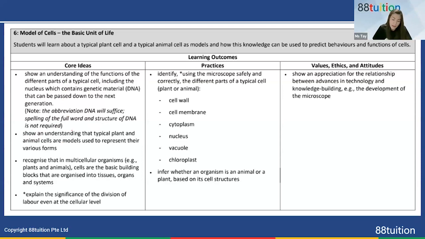Then you need to understand that typical plant and animal cells are models used to represent their various forms. Then recognize that multicellular organisms have a lot of different types of cells that are arranged into tissues, organs, and then eventually form systems. Explain the significance of the division of labor at cellular level. Different types of cells have different functions. Red blood cells have their own function, right? Muscle cells have another type of function. You have to know this.